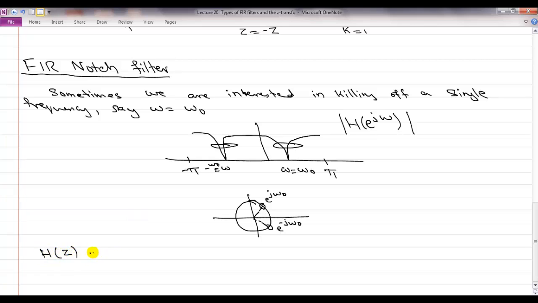So this means that a notch filter has a z transform. We have two zeros. How do we write the zeros? If we have two zeros, we write 1 minus e to the j omega naught z inverse. So that corresponds to this zero times 1 minus e to the minus j omega naught z inverse. That corresponds to this zero. That's my z transform. And now I can just simplify this z transform.